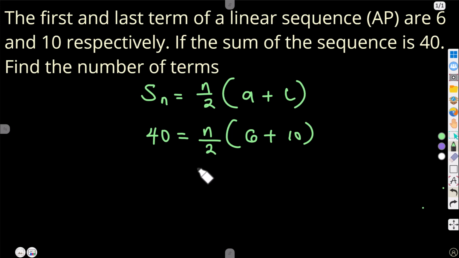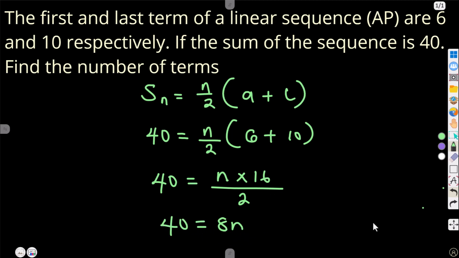Now we need to solve this. What you could do, again, you write down 40 on the left and try to add up this number on the right. 6 plus 10 is 16. That's n times 16 divided by 2. Now you could divide straight on. 2 into 16 is 8, so you got 40 equals 8n. Now what you could possibly do to get n, you'll have to divide both sides by 8, so you have 40 divided by 8. And of course, if you do this, you'll notice that your answer will be 5.